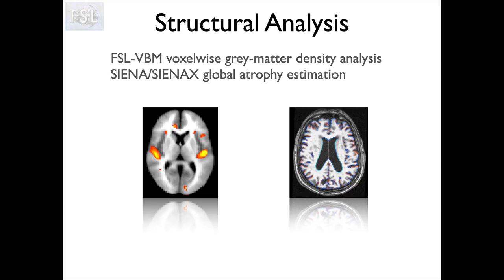Welcome to this video on looking at structural analysis with the FSL tools. My name is Mark Jenkinson and I'll be talking about two main tools in this talk. One is FSL VBM or Voxel-Based Morphometry and the other is SIENA or SIENAX. Both of them are used to analyse the amount of change there is in grey matter within different images, either at a group level or at an individual level.